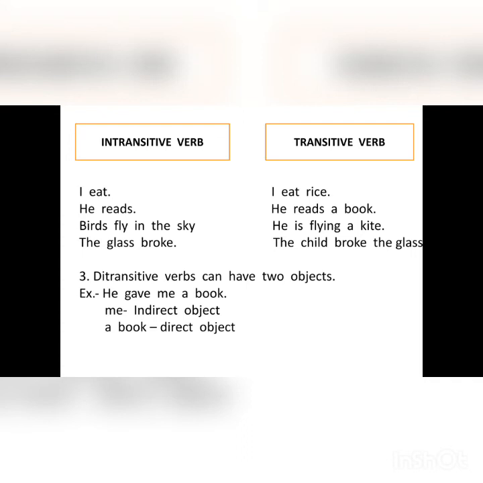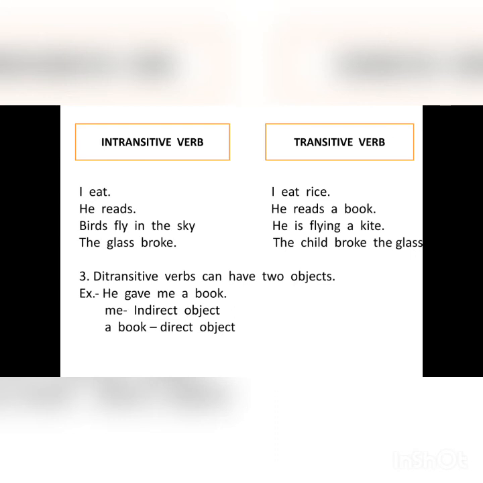Third is, birds fly in the sky. In the sky here in the sentence is a prepositional phrase. Other sentence, he is flying. So what is he flying? He is flying a kite. So in this sentence, a kite here is the direct object. And flying here is an example of a transitive verb.